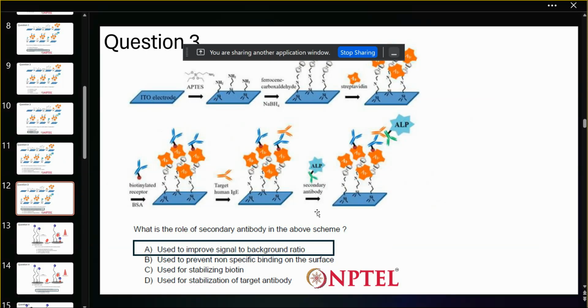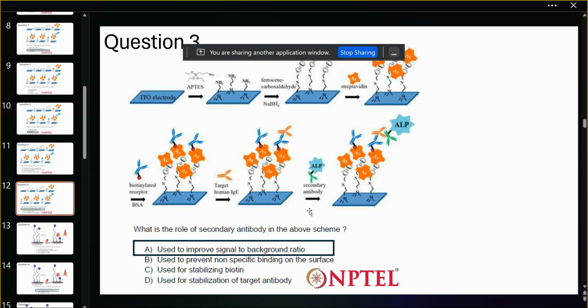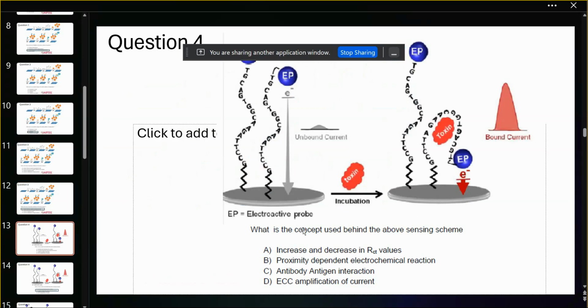So do you have any questions with this setup? Because the next question moves to another setup. So yeah, since there is no question, I'll just move to the next setup.